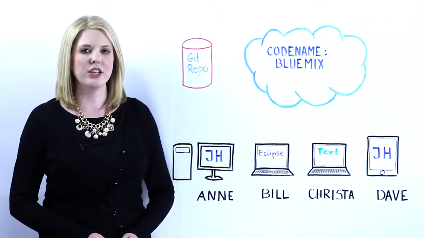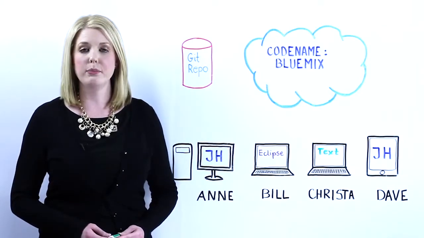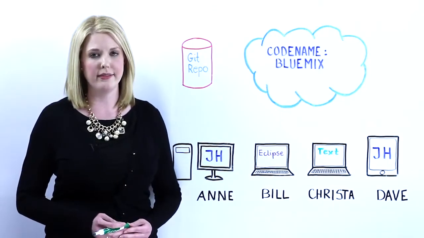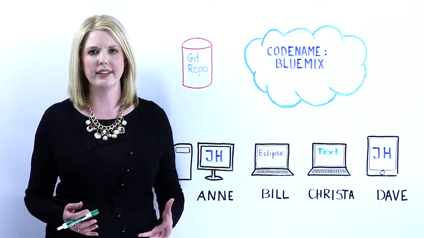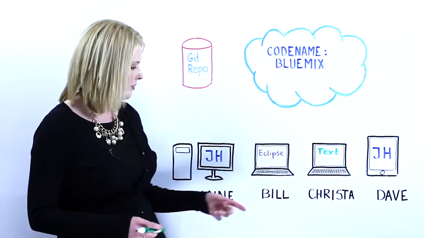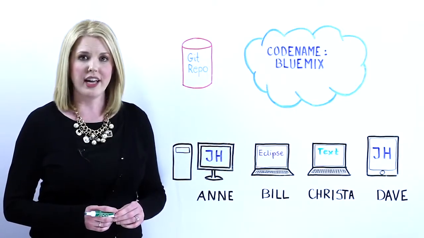So in summary, JazzHub is a place where you can develop and manage your application and then deploy it to the cloud in Bluemix, where you'll be able to see it running live. So how does all of this work? I'm going to walk you through an example of a team of 4 people. And they are working together to build an application using Node.js.